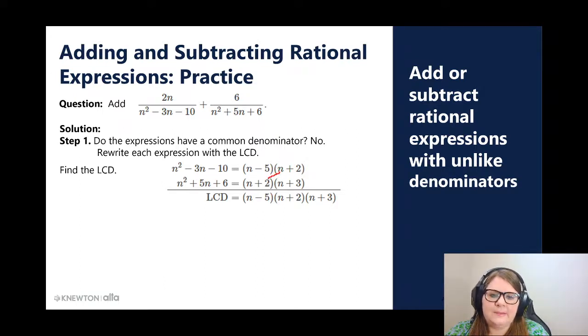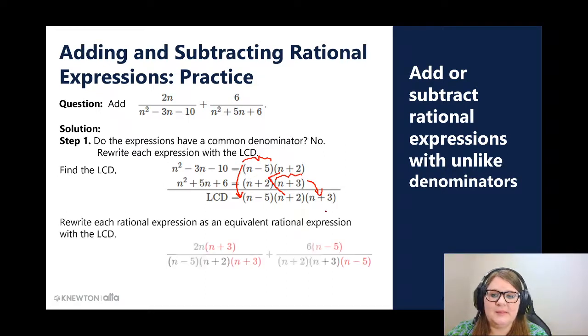So notice that n plus 2 is repeated, so we only carry that down once. But n minus 5 is a unique factor, and n plus 3 is a unique factor, so we carry those down once each as well. So our lowest common denominator is n minus 5, n plus 2, n plus 3. So notice that we're going to rewrite each of our fractions where the denominator is in its factored form, and then we're going to multiply by the missing piece.